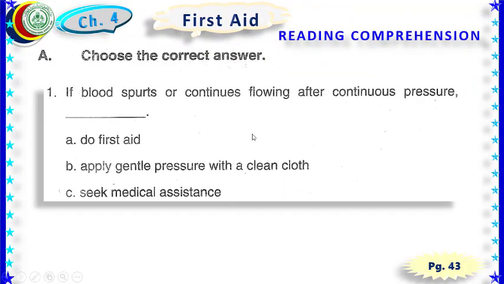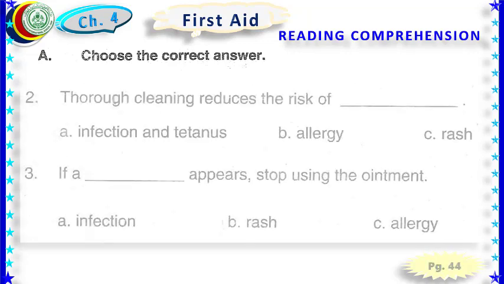Dear students, this is the reading comprehension section. This is the first exercise of this section. We are set to choose the correct answer. If blood spurts or continues flowing after continuous pressure, what should we do? We should seek medical assistance.